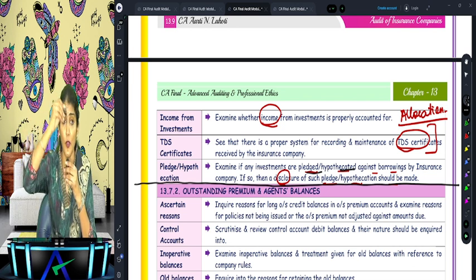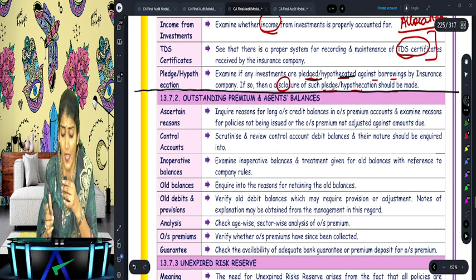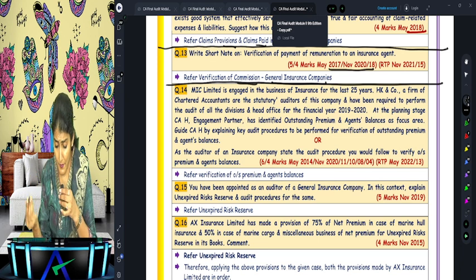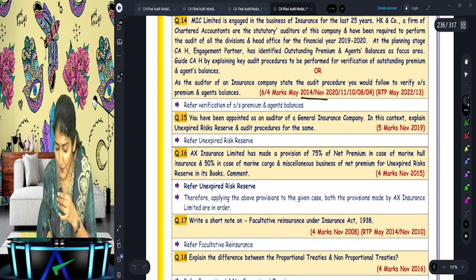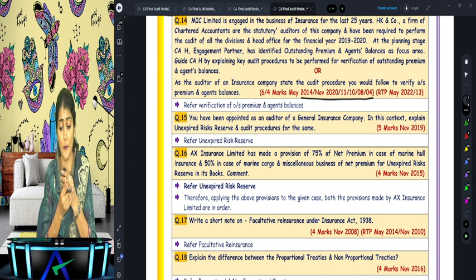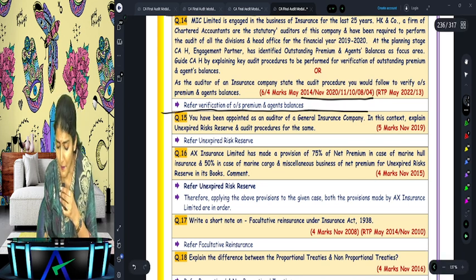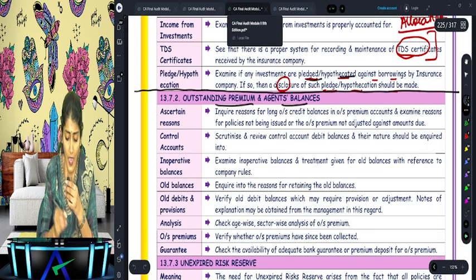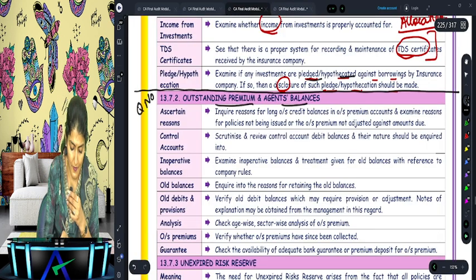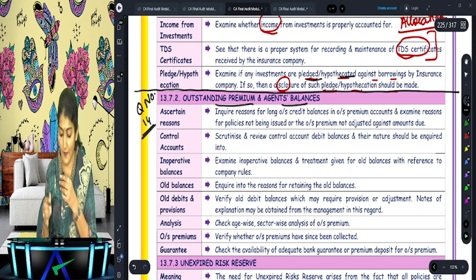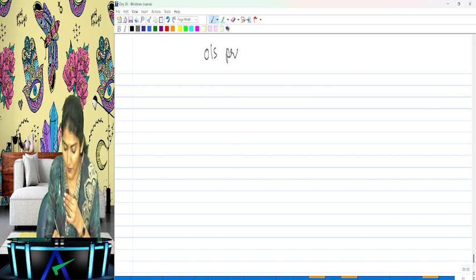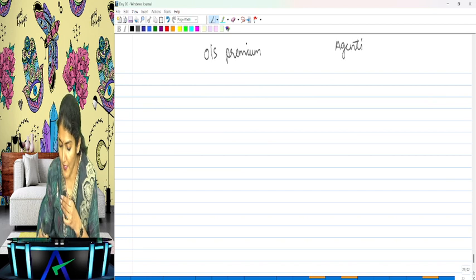Now we come to the audit procedures for the verification of the outstanding premium and the agent's balances. I don't know what the reason is, but many times this question has come in your exam. Around 6 times the question has come in your exam regarding the outstanding premium and the agent's balances. So question number 14 is regarding the outstanding premium and the agent's balances. Are you understanding that? Now we are talking about the outstanding premium, and second the agent's balance, right?